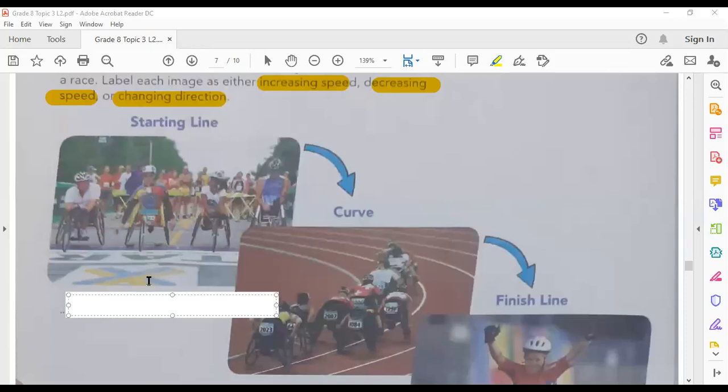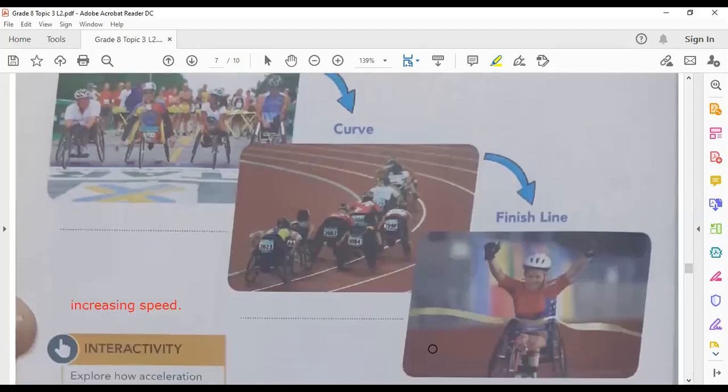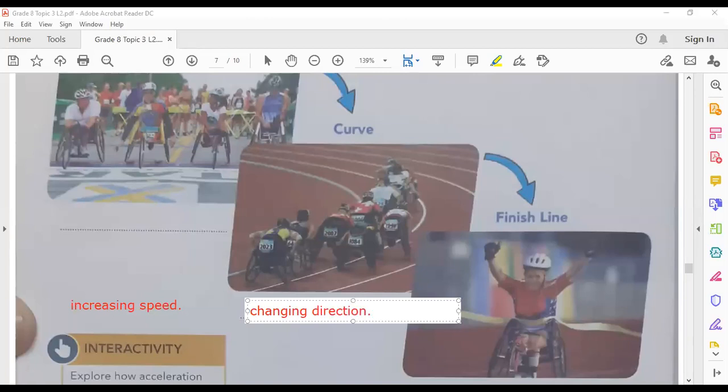At the beginning of the race, speed? Speed up, increasing. Yes, here increasing speed. Runners on the curve, in the middle, what happens? They change direction. Look, it's a curve. Increase or decrease, okay, doesn't matter. Both change direction. It doesn't matter.